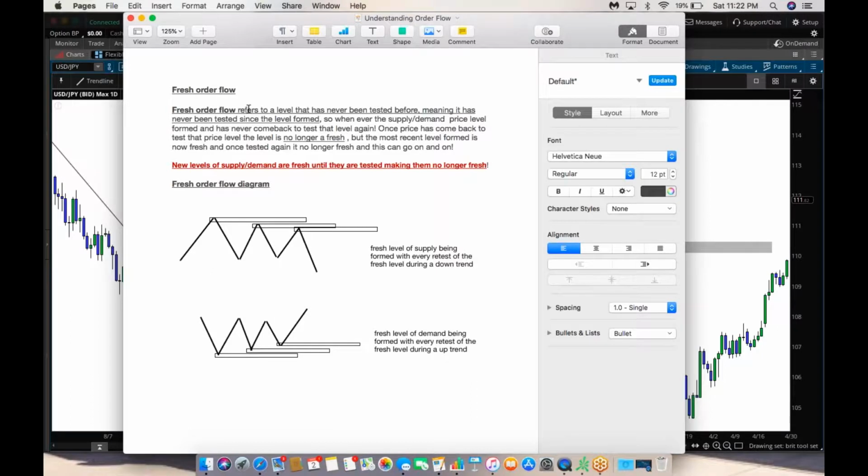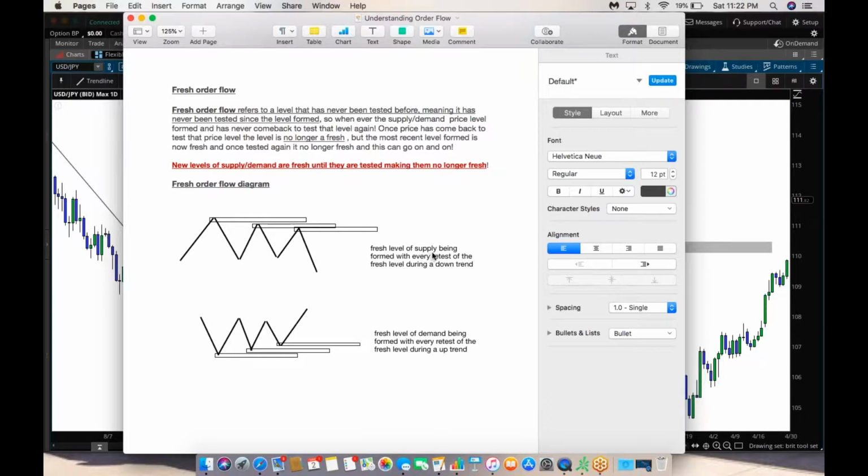Fresh order flow refers to a level that has never been tested before, meaning it has never been tested since the level formed. So whenever the supply or demand price level formed and has never come back to test the level again, it is fresh. Once price has come back to test the price level, the level is no longer fresh, but the most recent level formed is now fresh, and once tested again it's no longer fresh, and this can go on and on and on. New levels of supply and demand are fresh until they are tested, making them no longer fresh.